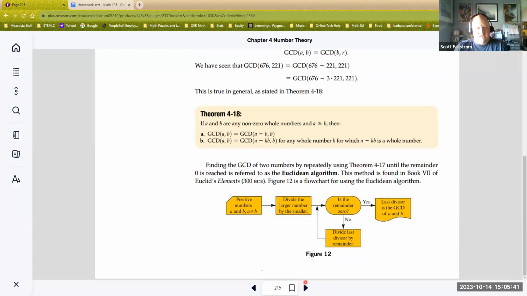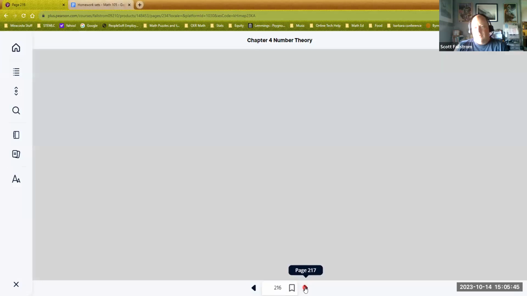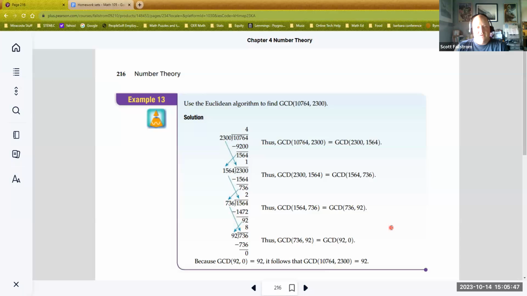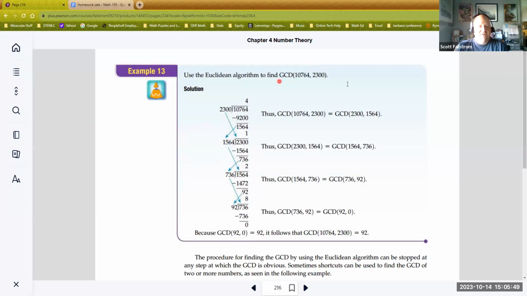They do put in, like I said, a big picture here. I don't think you need this flow chart, but just remember, once I get down to a remainder of 0, that's what I end up with. So here's an example using the Euclidean algorithm, and these are pretty big numbers. Like I said, yes, I probably could factor them given enough time, but if I just start subtracting, I immediately get smaller numbers.